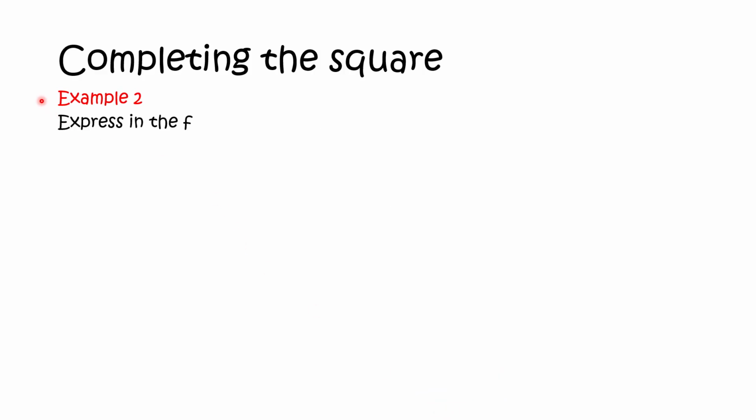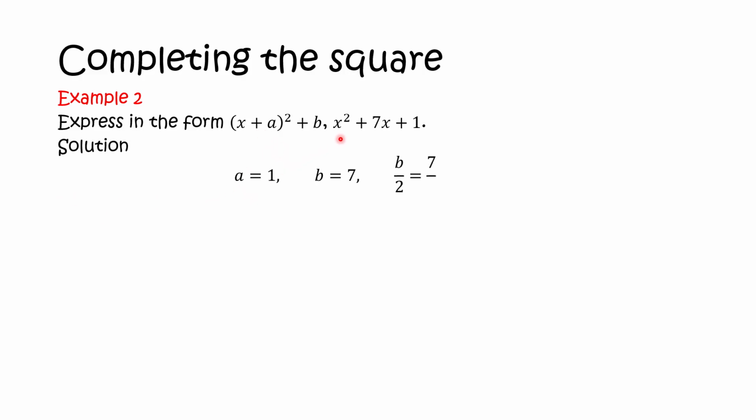Let's look at example 2. For example 2, we are meant to express x² + 7x + 1 in the form given. The solution: we identify our coefficients of x², x, and the constant term. a is 1, b is 7, b/2 is 7/2, and c is equal to 1.